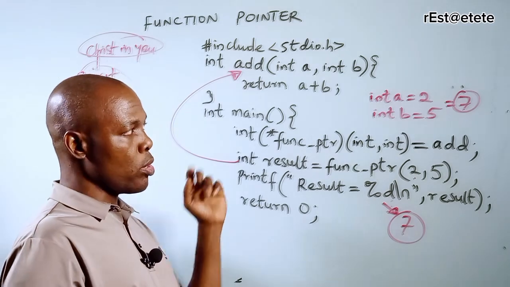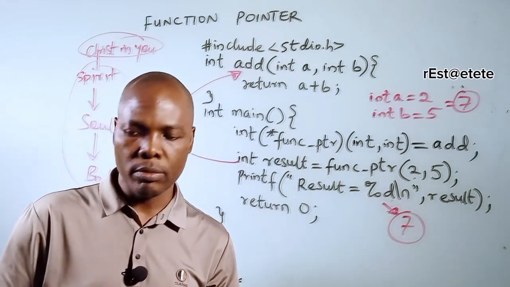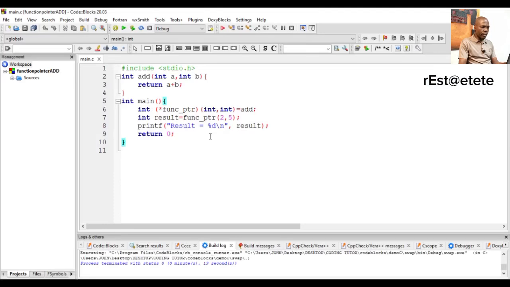So let's go to Code::Blocks. Let me run this for you to see. This is the add function, and then this is us creating. So we've created the add function, which is going to return the addition of 2 numbers, and then we are creating our function pointer here and pointing it to the address of add, and then we are accessing that add function using the pointer and supplying 2 parameters to it.